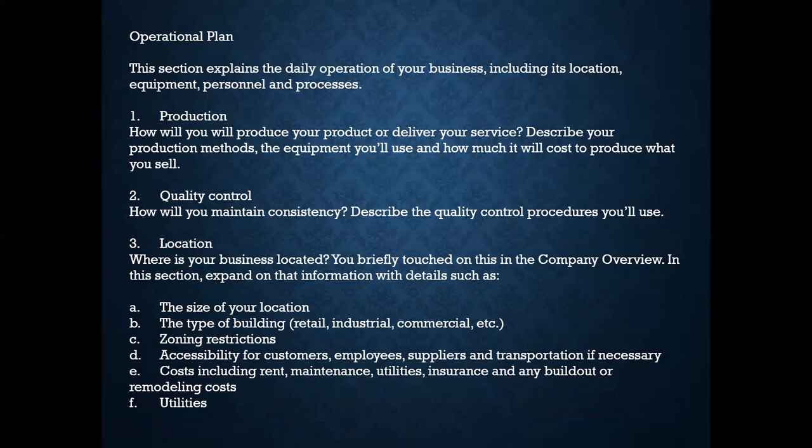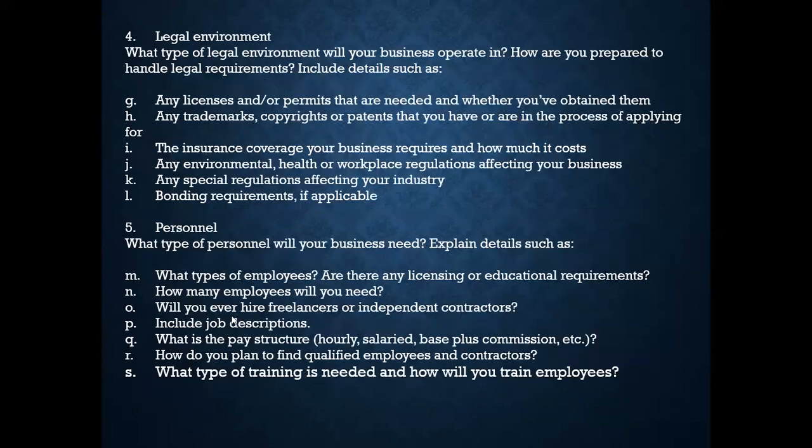You've got the plan together now. Now you're ready to open up the door. And now you're going to break down everything related to your operational plan. In your operational plan, you want to explain the daily operation of your business, including the location, equipment, personnel, and process. You want to talk about production, quality control, location, the size of your location, etc., zoning. All those things should be part of your operation.